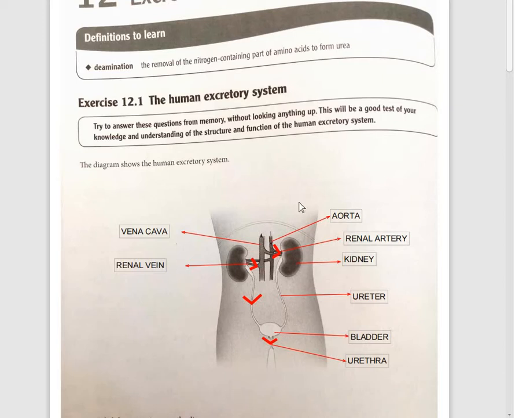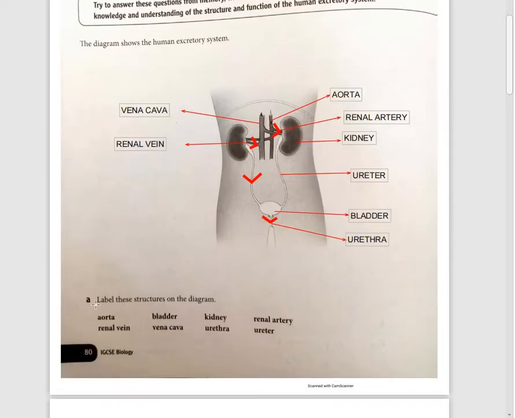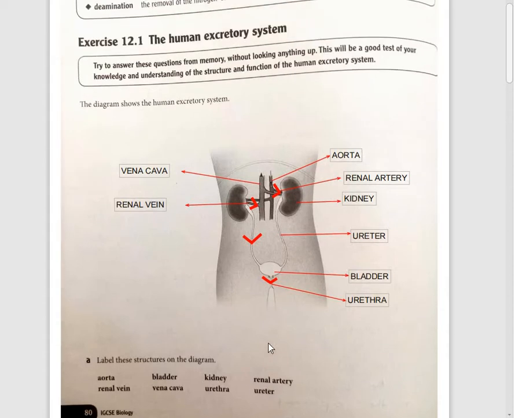Now let's go to part A, which is to label the structures in the diagram, which include the aorta, bladder, kidney, renal artery, renal vein, vena cava, urethra, and the ureter. I think it's 1, 2, 3, 4, 5, 6, 7, 8 labels on this diagram.